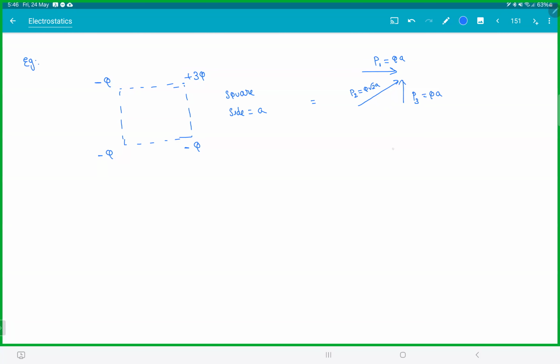So that would be how much? qa, qa, and in this direction it would be qa root 2. So 2 root 2 qa. Right? This angle is 45, 45. You can take the components, qa cos 45, qa cos 45, which will give you qa root 2 in the direction of P2. You can directly add it up. So you can split the 3q into 3 minus q's. Sure?